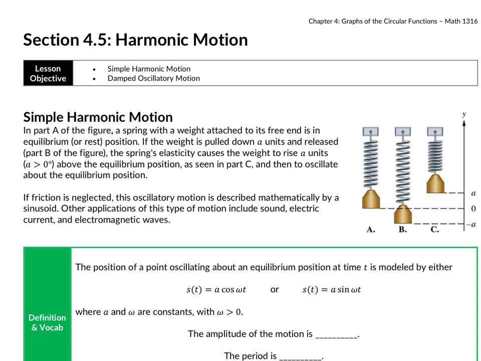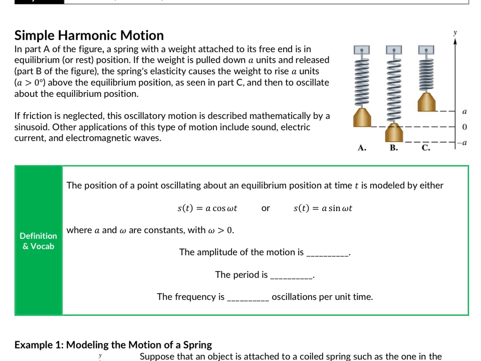So, here we go. The position of a point oscillating about an equilibrium position at time t is modeled by either s(t) equals a cosine of omega t, or s(t) equals a sine of omega t. So that weird looking w, remember, is omega. It is taking the place of the letter b that we had for all of our functions previously in this chapter. So because it's applying to something in real life, we're changing it to the letter omega. The amplitude of this motion is still a, whatever is in front of sine or cosine.